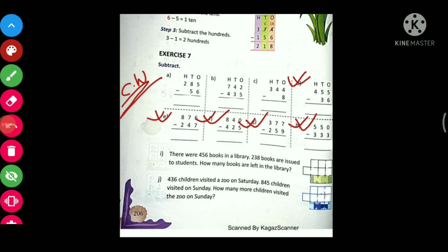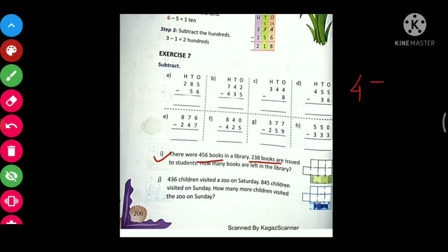Now see I part. There were 456 books in the library. 238 books are issued to students. How many books are left in the library? So this much of books are there and this much of books issued by the students. So how many books will be left behind? We'll subtract these two numbers. So 456, we'll subtract it by 238. Now see, in ones place 6 and 8 is there, so we can't subtract these two numbers, right?